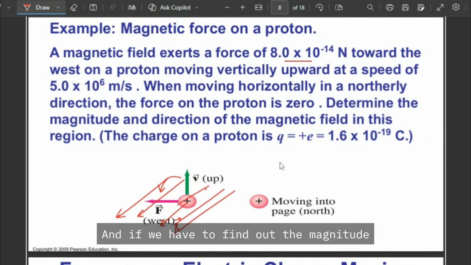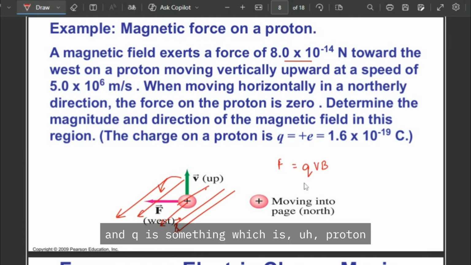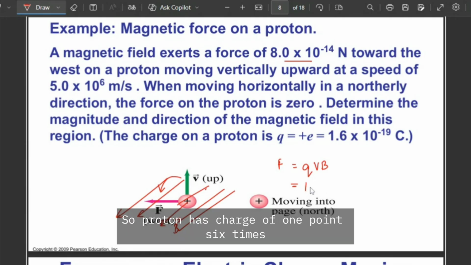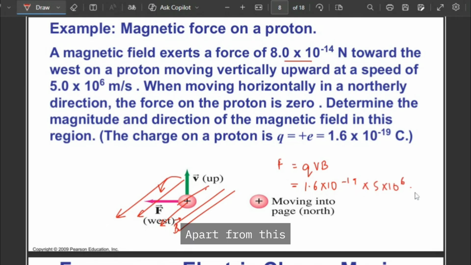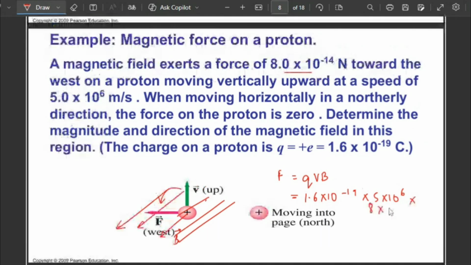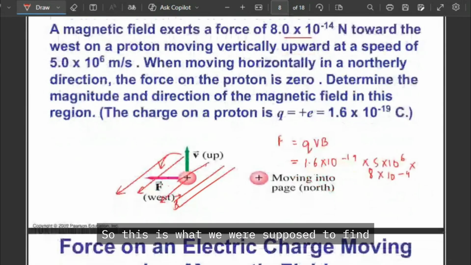And if we have to find out the magnitude, we can say magnetic force must be equal to QVB, and Q is the charge of the proton. So a proton has a charge of 1.6 times 10 to the power minus 19. Similarly, the velocity is 5 times 10 to the power 6. Apart from this, the magnetic field is 8 times 10 to the power minus 40. Once we solve this equation, we'll have the force. So this is what we are supposed to find out in this question.